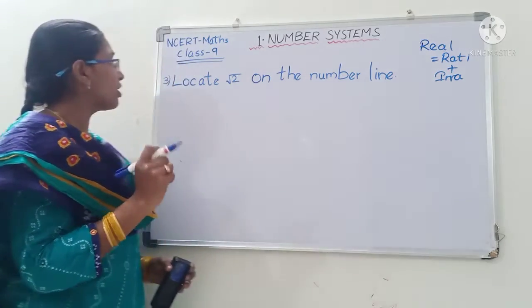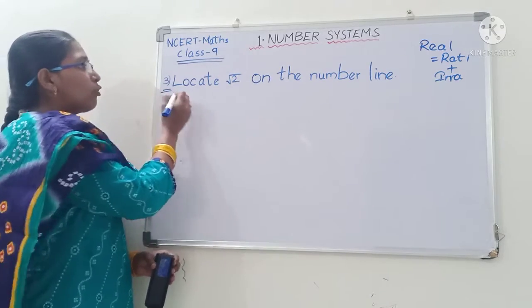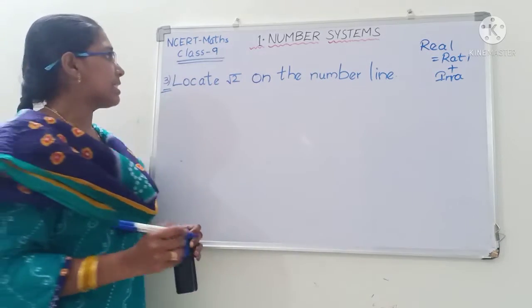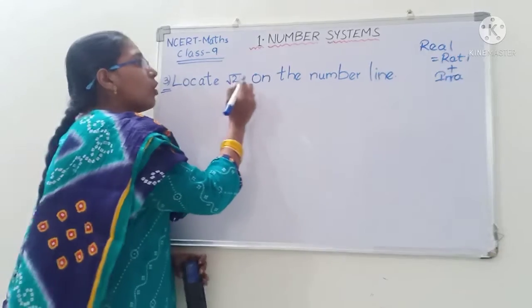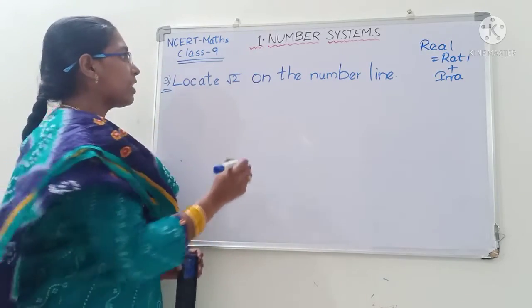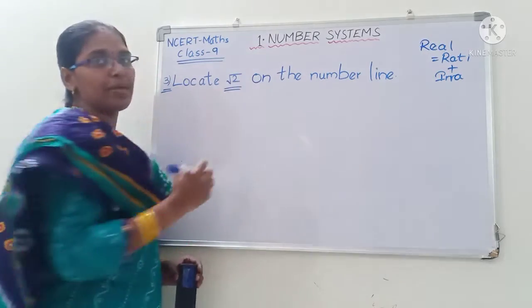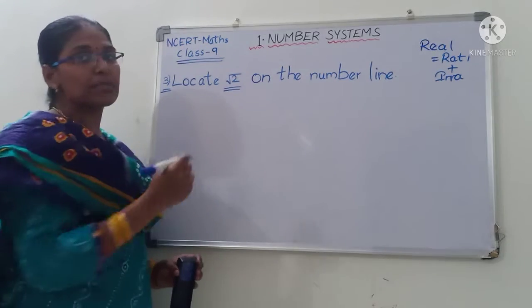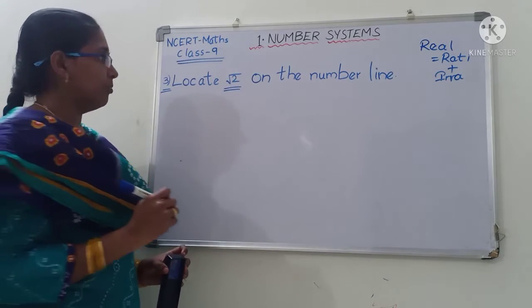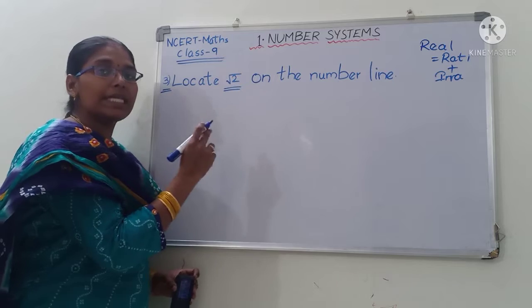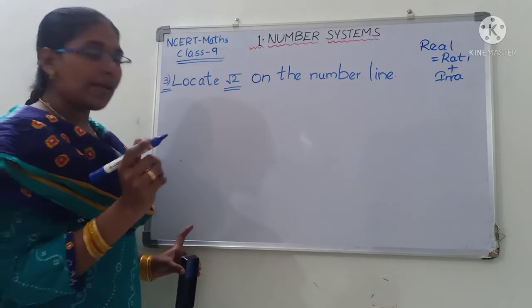Based on this statement, children, let's solve example 3 in your chapter Number Systems. What is the question, children? Locate root 2 on the number line. What is root 2, children? Irrational number. You know that, right? This cannot be expressed in the form of P by Q. Now, let's locate this root 2 on a number line.